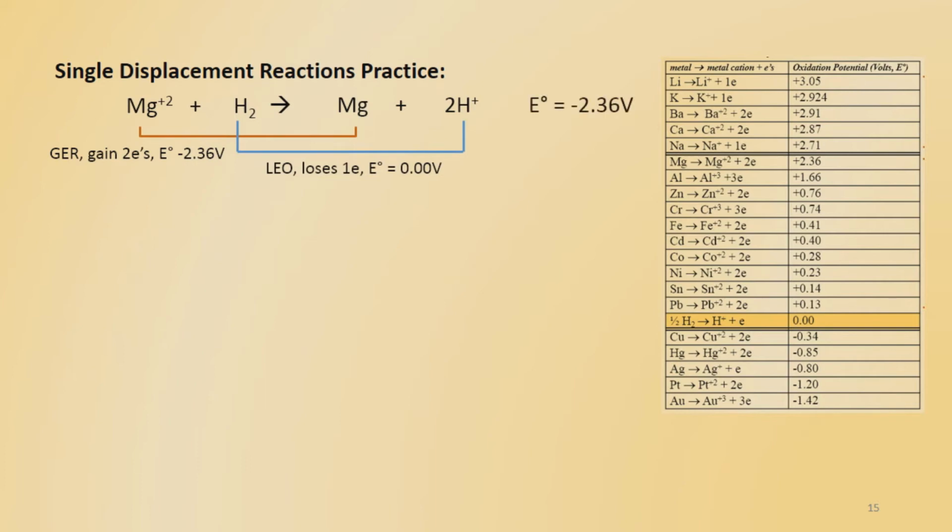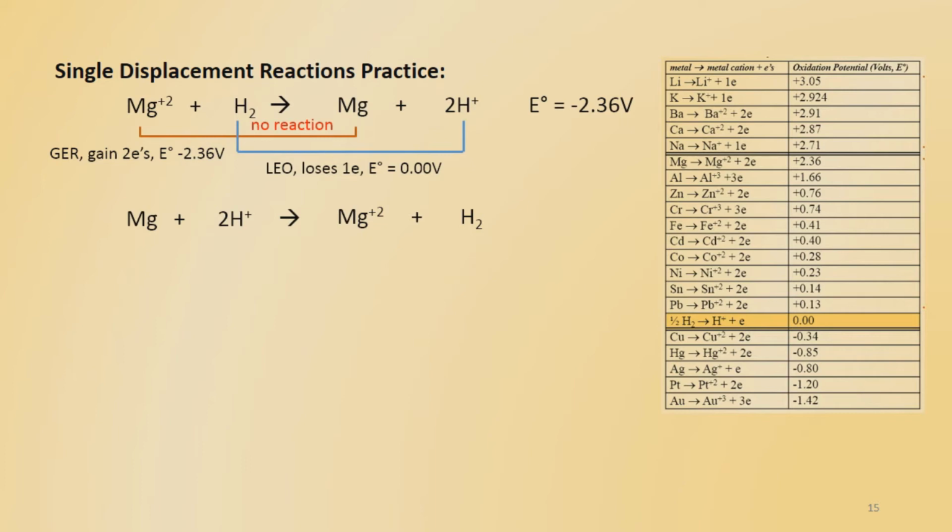If we add those together, the result is negative 2.36 volts. You can see that reaction would not proceed as stated. But that means that the reverse reaction would proceed. In other words, if I took magnesium metal and put it in an acid, H+, it should react. Magnesium would be oxidized to Mg+2, and hydrogen ion would be reduced to hydrogen gas.